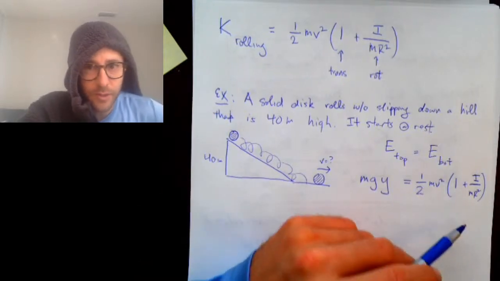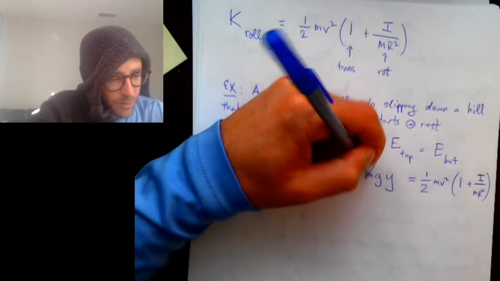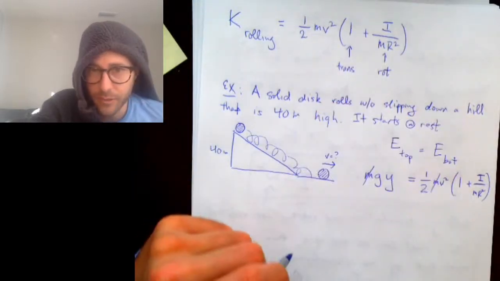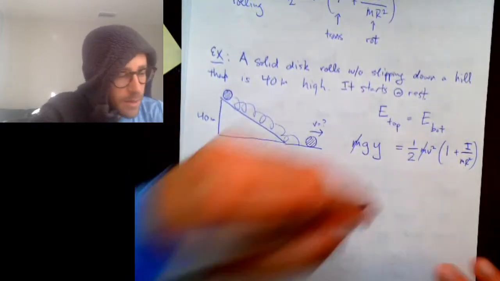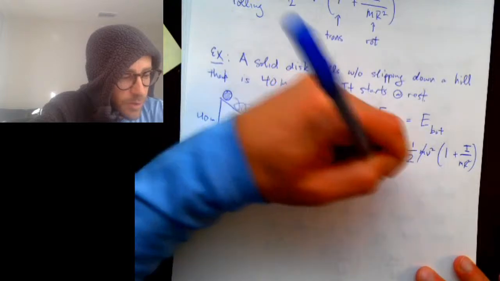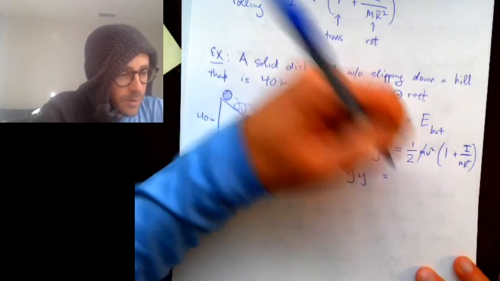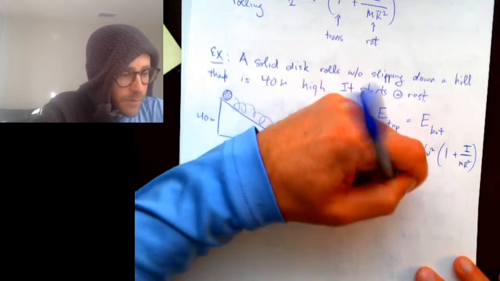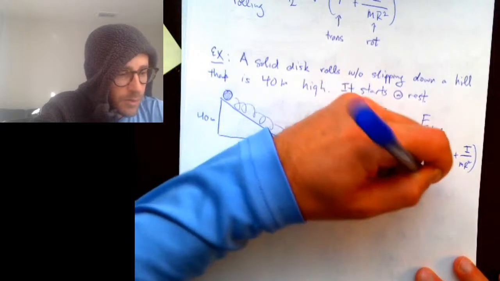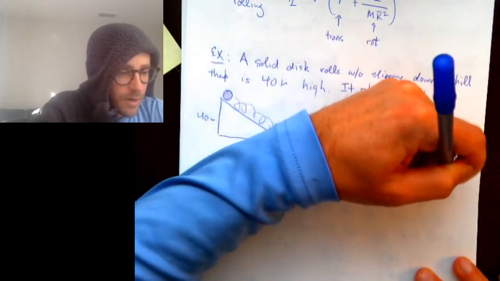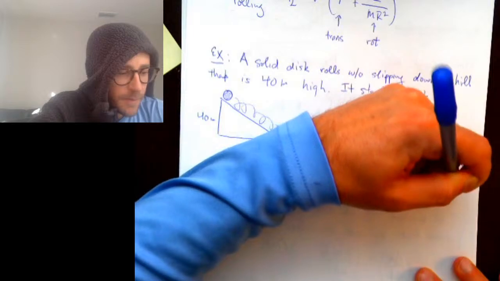First thing I notice is that the masses cancel out. This mass cancels out with that mass. Okay. gy equals 1/2 v squared times the quantity 1 plus I over mr squared.